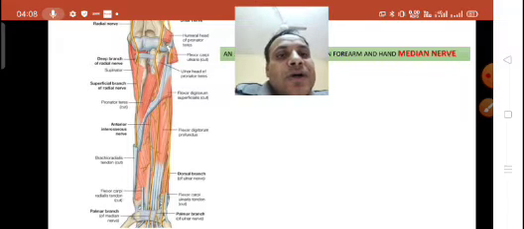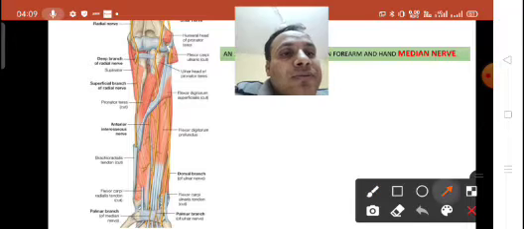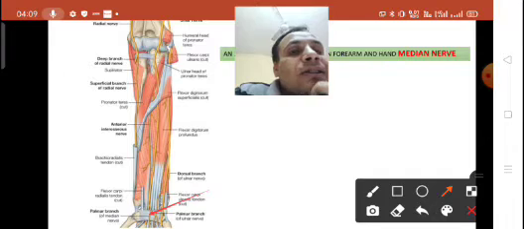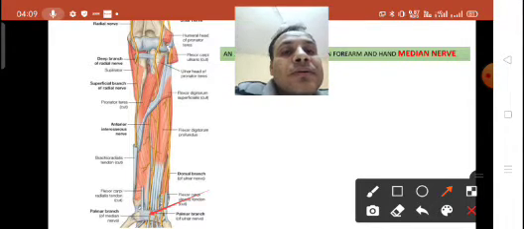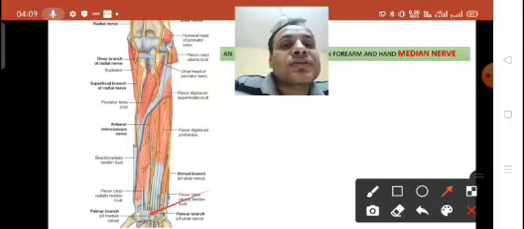It leaves the front of forearm and enters into the palm by passing deep to the flexor retinaculum. This one is the flexor retinaculum. In the front of forearm, the median nerve gives one important branch. This is the anterior interosseous nerve.